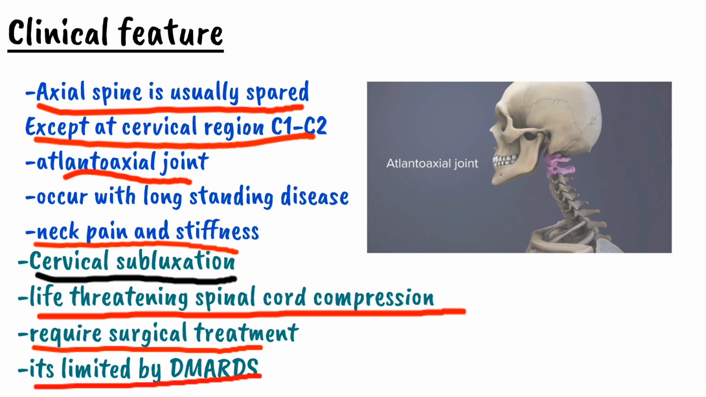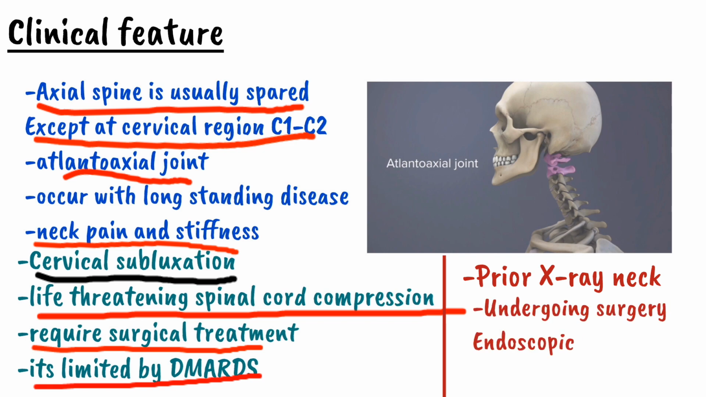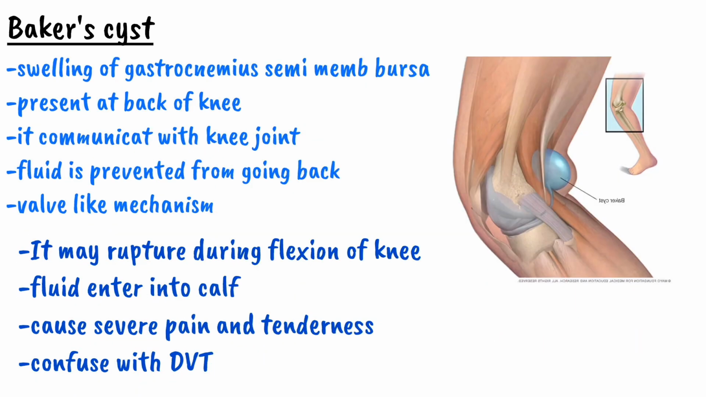So it is very important to have a prior X-ray of the neck of a patient with rheumatoid arthritis who is undergoing GI or any surgical or intubation procedure, because if there is involvement of the atlantoaxial joint, there will be cervical subluxation and life-threatening spinal cord compression, due to which a patient can die on the surgical bed. So it is important to have an X-ray of the neck of a patient prior to any surgical procedure. Next articular manifestation of rheumatoid arthritis is Baker's cyst. The Baker's cyst is a swelling of the gastrocnemius semimembranosus bursa. It is present at the back of the knee.